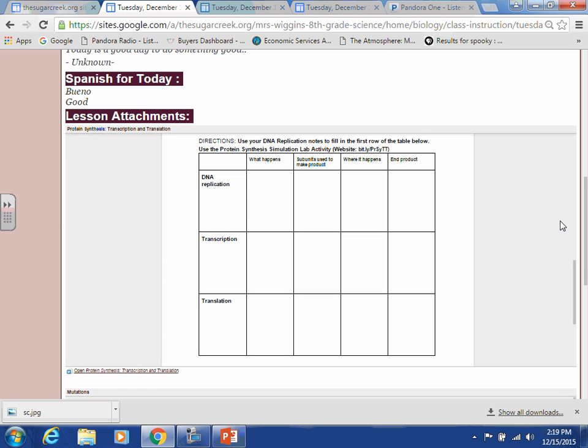That's it. So it's not your cell? No, because again, the only thing this is talking about is DNA replication. This is only replicating DNA. It's not the protein synthesis portion of it.